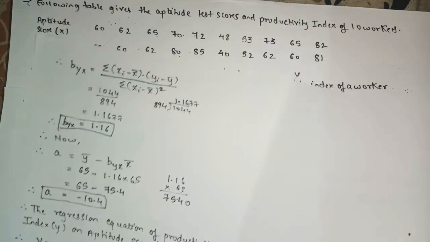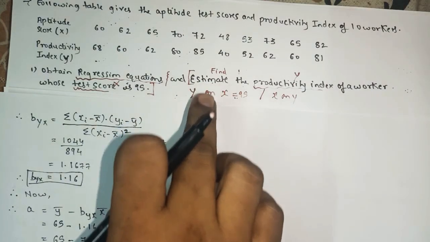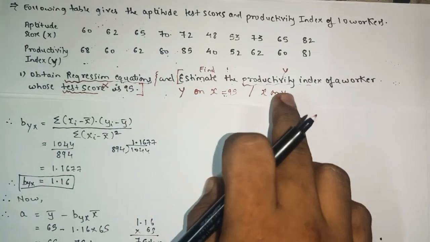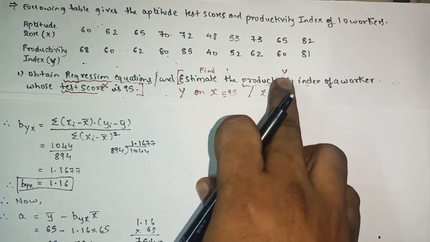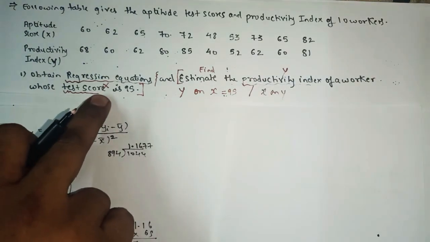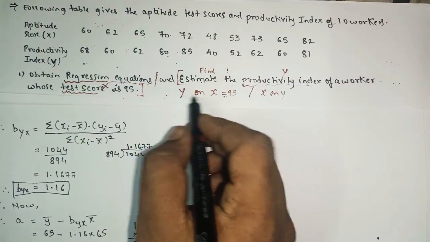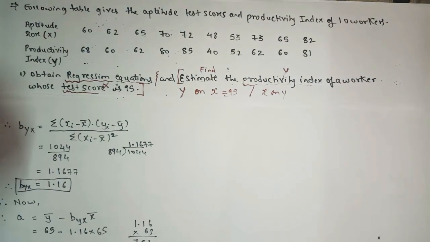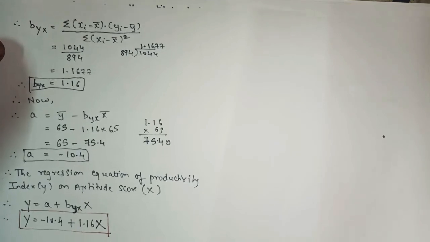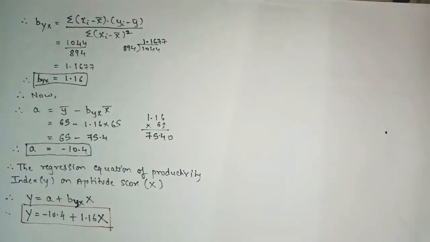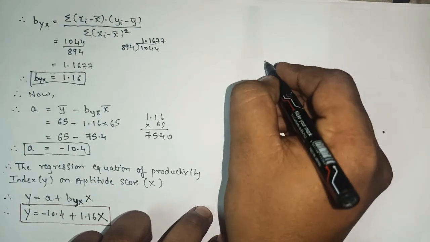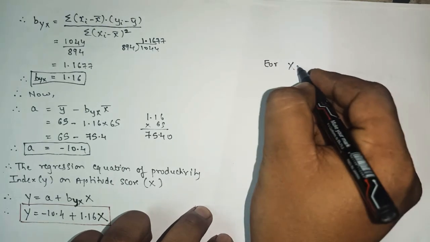And when you see the second part, estimate, that means we have to find. Okay, what do we have to find here? The productivity index, that means y, when the test score, that is x, is 95. That means we have to find y when the value of capital X is 95. So here simply what you will do is write here, for x equals 95.